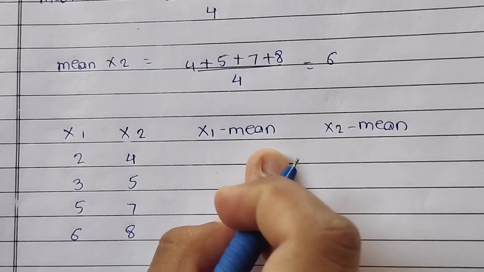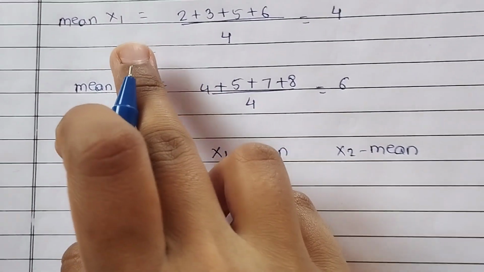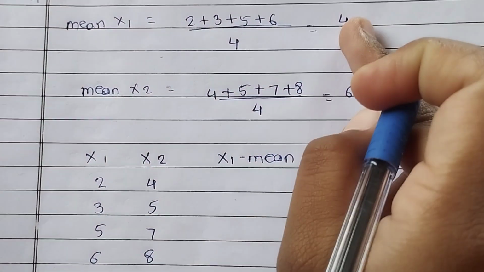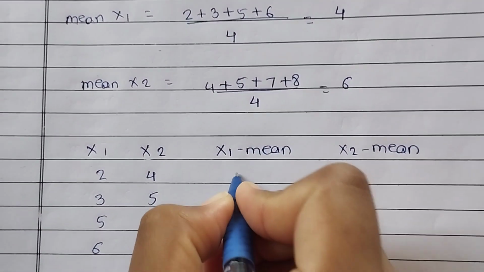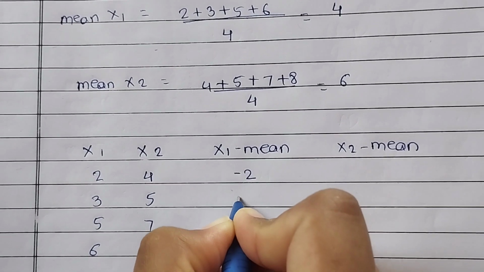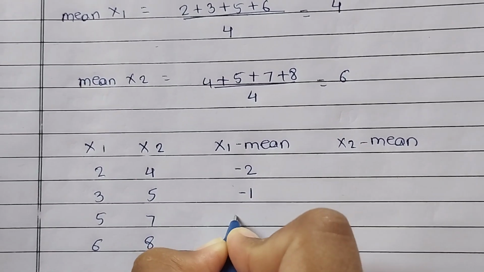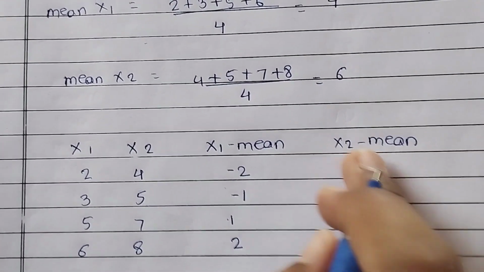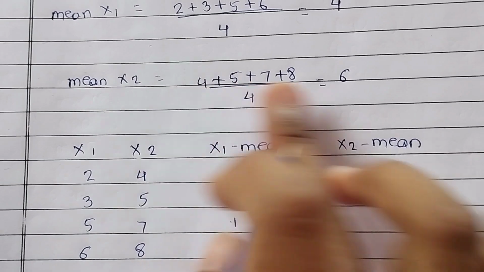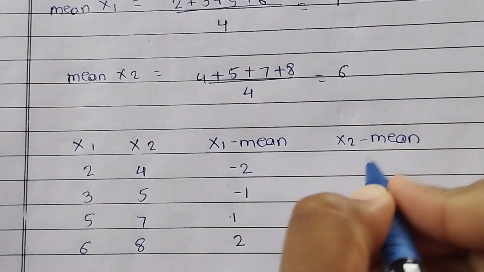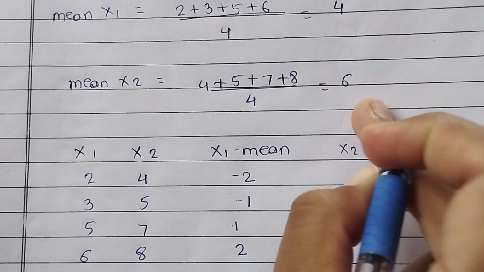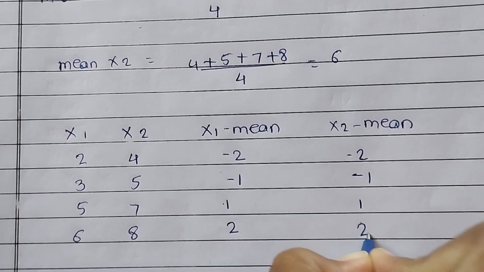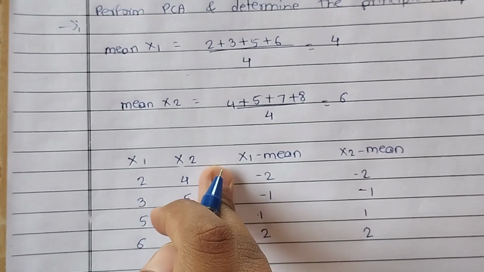Now x minus mean. So 2 minus the x1 mean, which is 4. So 2 minus 4, 3 minus 4, 5 minus 4 and 6 minus 4. 2 minus 4 is minus 2. 3 minus 4 is minus 1. 5 minus 4 is 1, and 6 minus 4 is 2. Same here, x2 minus x2's mean. This is x2's mean, 6. So 4 minus 6 is minus 2, 5 minus 6 is minus 1, 7 minus 6 is 1, and 8 minus 6 is 2. So this is our first step.